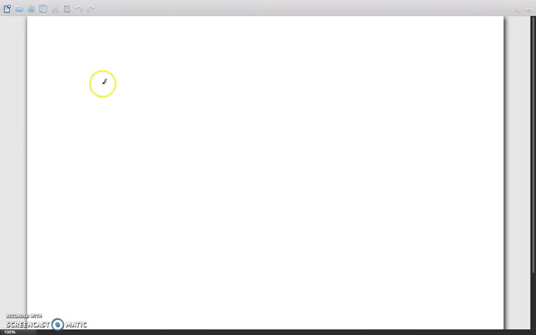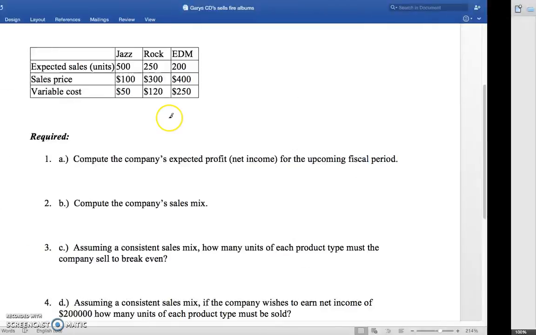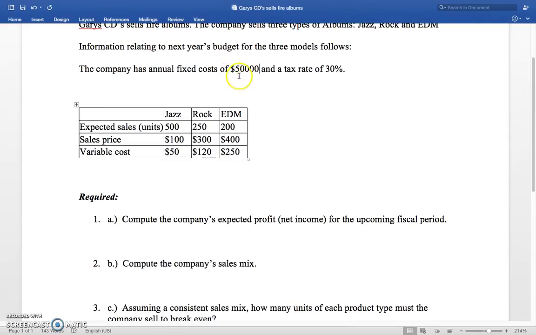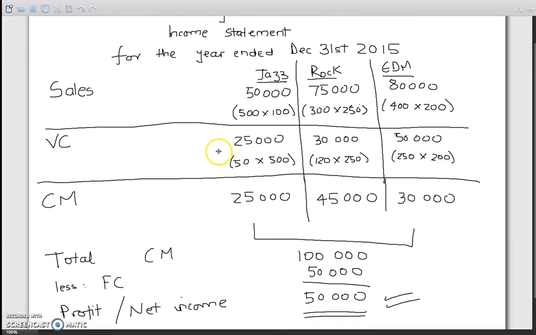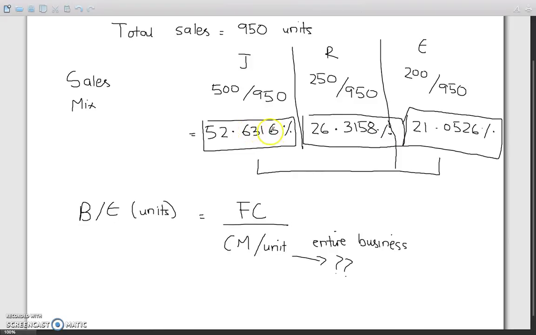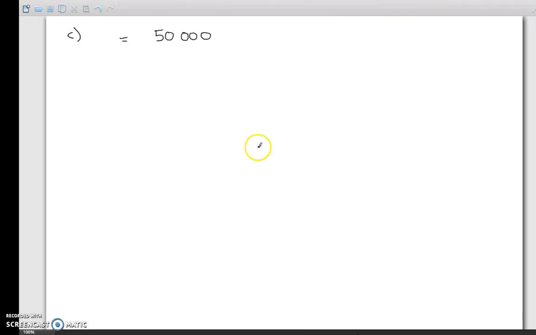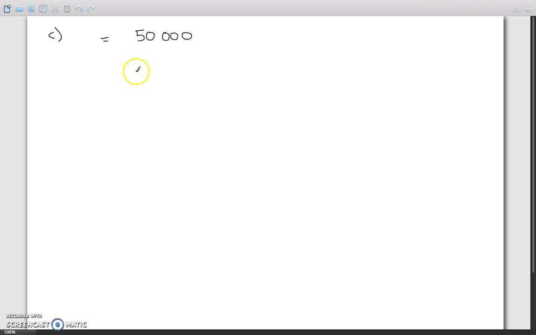All right, so we're going to do this part now. This is part C. When it comes to the fixed cost, that's pretty straightforward. That's 50,000, which is given to you right here. But now you really want to find your contribution margin according to these percentages, because it has to be for the entire business again. So we're going to leave this here for now, and find the contribution margin for the individual products: jazz, rock, and EDM.